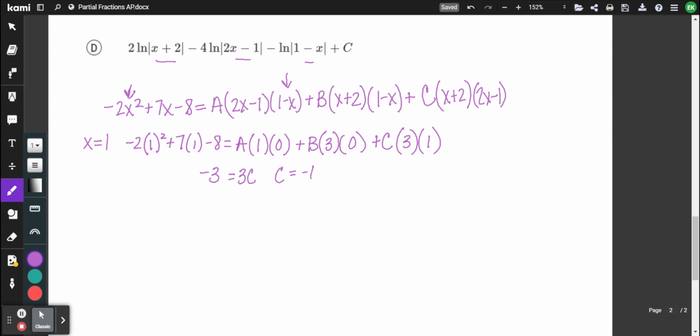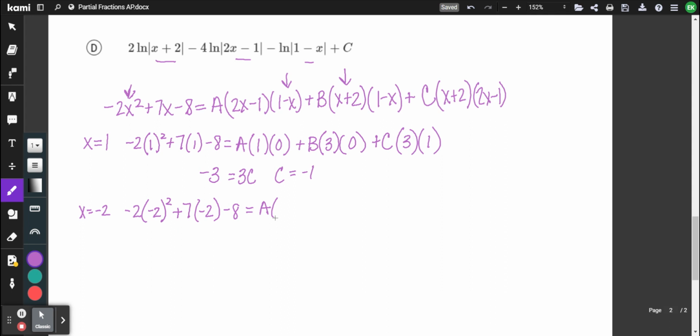Now, let's see if there's anything else that's easy to zero out. I'm looking at this x plus 2. It would be pretty easy if I used a negative 2 to plug in. So again, don't forget, this is probably the biggest thing that I see: people forget to plug it into the left side, or the polynomial side. They plug it into the A, B, and C portion, but they forget to plug it into the other side, and then it's not very fun to work with.